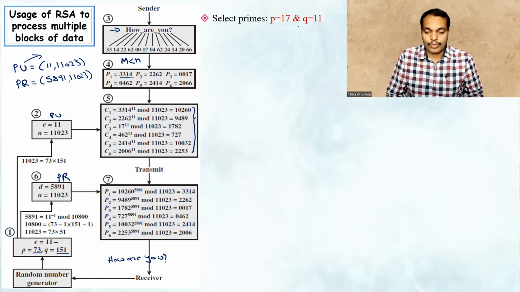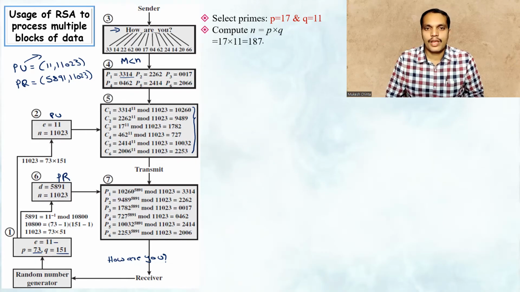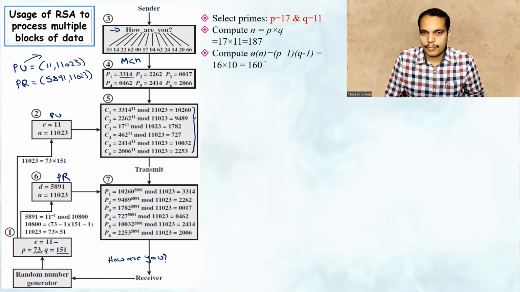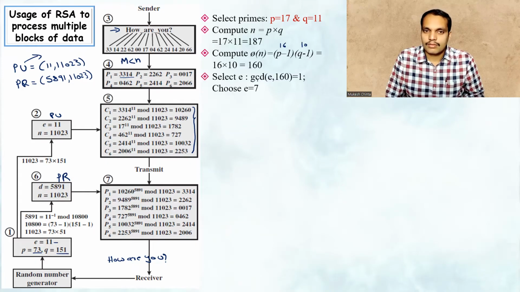Once again, for a user to create the keys, it is given as P is equal to 17 and Q is equal to 11. The next thing you do is n is equal to p into q, which is 17 into 11, giving me 187. Compute psi of n, which is (p minus 1), 17 minus 1, 16, into (Q minus 1), 11 minus 1, 10. So which is 160.